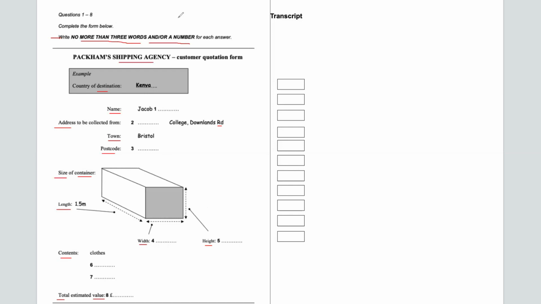Okay, let's start listening. You will hear a telephone conversation between a customer and an agent at a company which ships large boxes overseas.